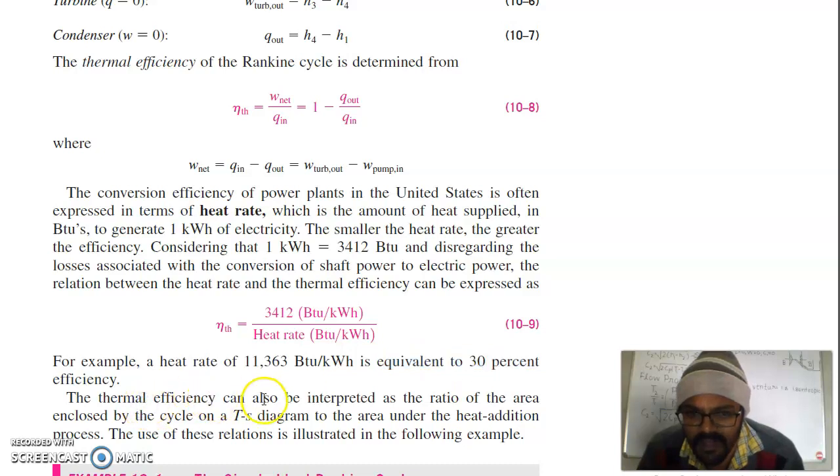The thermal efficiency can also be interpreted as a ratio of the area enclosed by the cycle on the TS diagram to the area under the heat addition process. The use of this relation is given in the example.